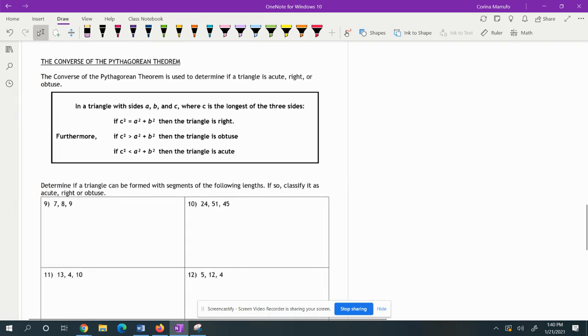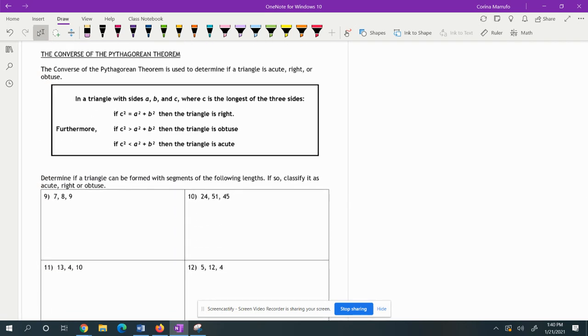Now, the converse of the Pythagorean theorem is used to determine if a triangle is acute, right, or obtuse. Obviously, we know if a squared plus b squared is equal to c squared, then this is a right triangle. But what happens if it's not equal? What can we do? If c squared is greater than a squared plus b squared, then you have an obtuse triangle. Greater than is obtuse, and less than is an acute triangle.